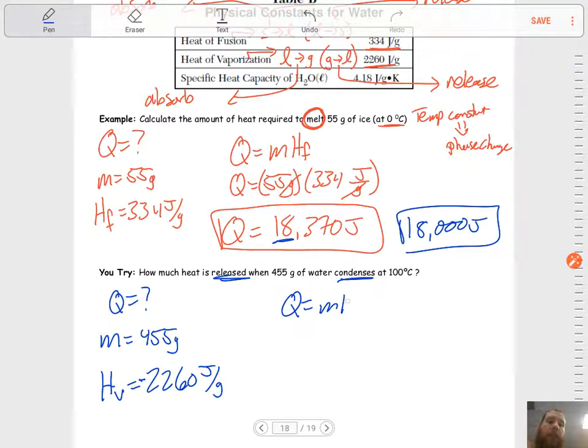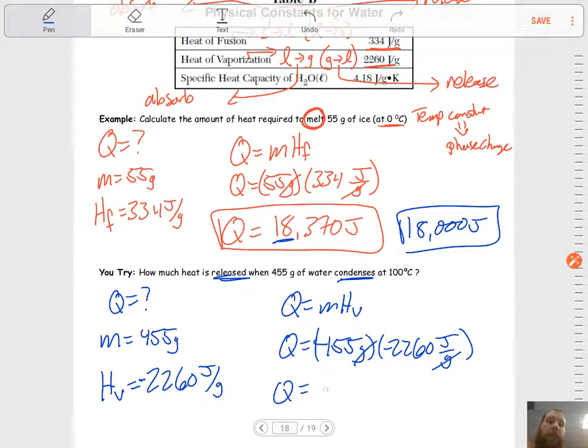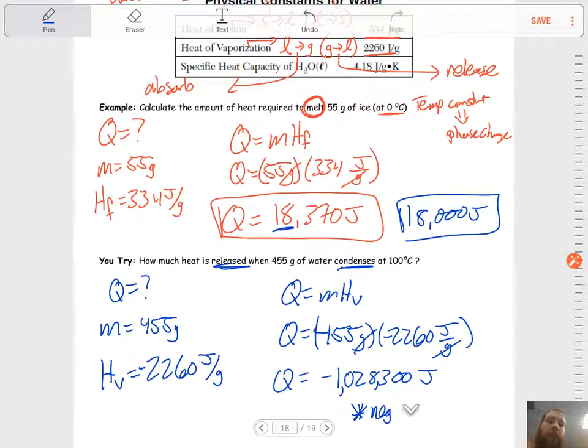Q equals MHV. So Q equals 455 grams multiplied by negative 2260 joules per gram. Grams cancel out. This is going to be a very, very large number. Negative 102, or I'm sorry, even bigger than that, 1,028,300 joules. Okay, and it's negative because we released it. That's 1,000,000 joules that were given up. So just as a side note, guys, last thing, negative means released.